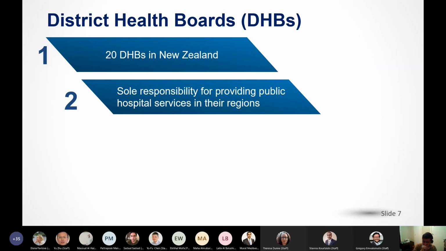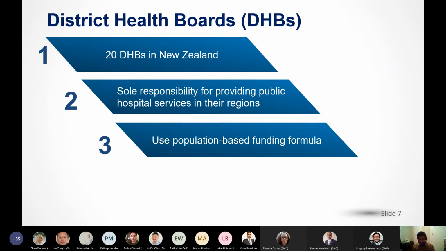But hospital is one of the most important functions that they have, and that's where most of the money given to the district health board goes. They use what we call a population-based funding formula, where each region gets the money based on the mix of people, the demographics, the socioeconomic situation of people living there, whether they're in a rural area, and whether they provide tertiary level hospital services.